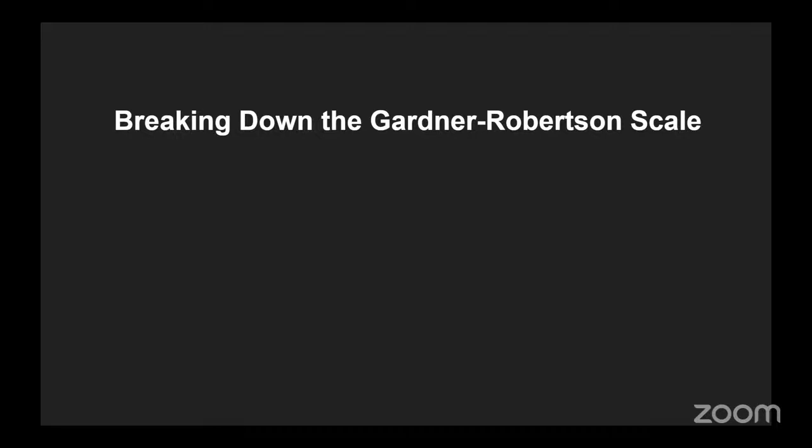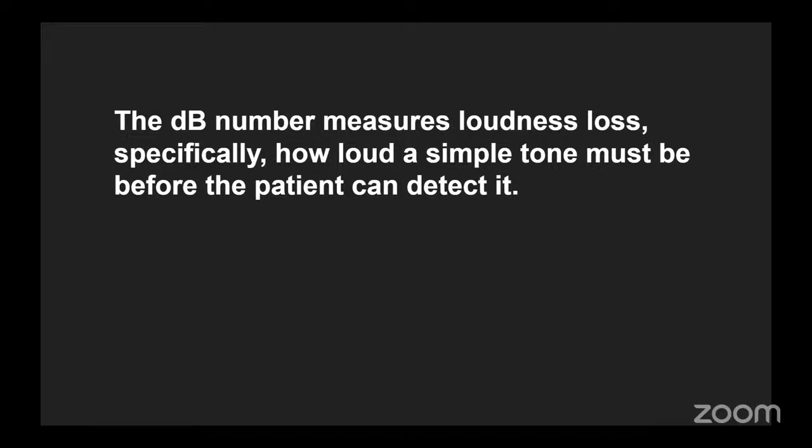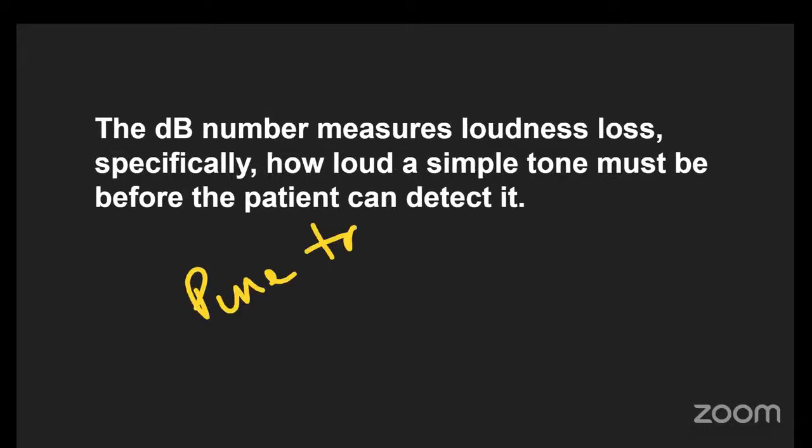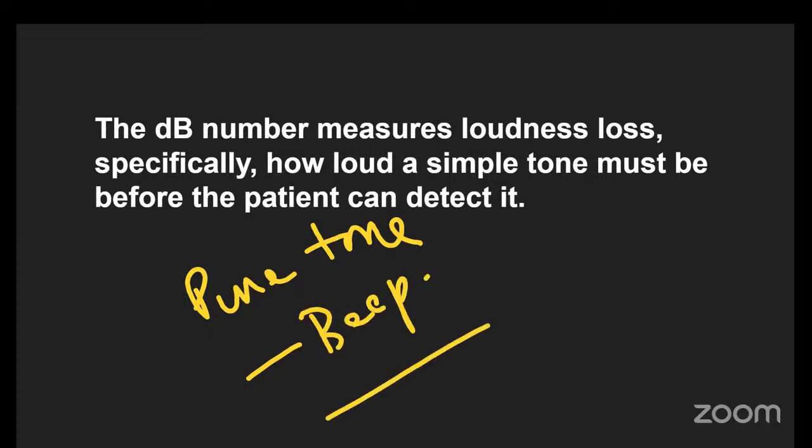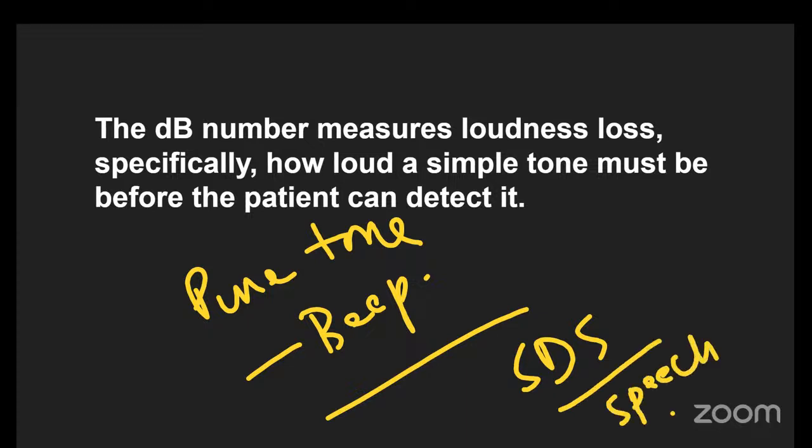Let's move to the Gardner-Robertson scale. To understand the Gardner-Robertson scale, you need to remember the previous concept. What was the pure tone? The pure tone was just a beep, right? And what is the SDS? The SDS is the speech discrimination score. You are asking the patient to describe the words they are hearing.